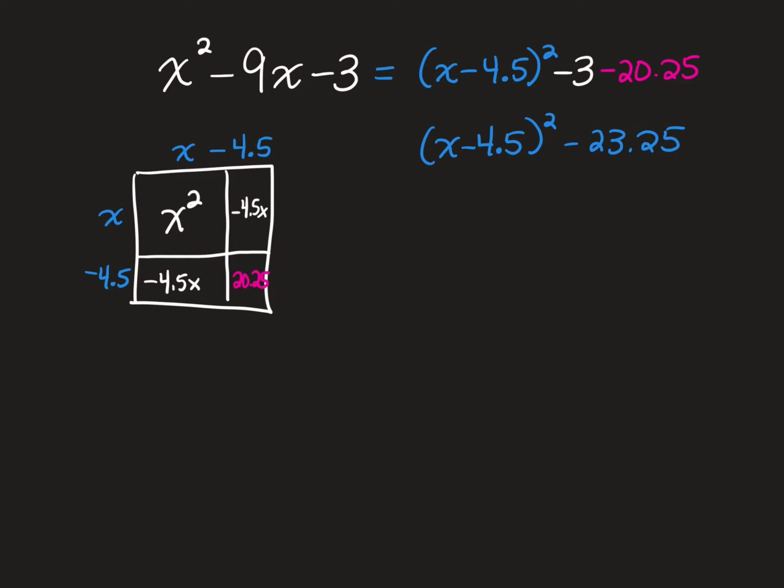Okay, so here's what I have. You can take a look at my square. I created my square by cutting that negative 9 in half to get the negative 4.5. And then all I did was multiply negative 4.5 times negative 4.5 to get 20.25. So then I knew that my expression was going to be x minus 4.5 squared, keep the original amount of unit tiles, and then just subtract how much was in the square that you just created. And so you get x minus 4.5 squared minus 23.25.